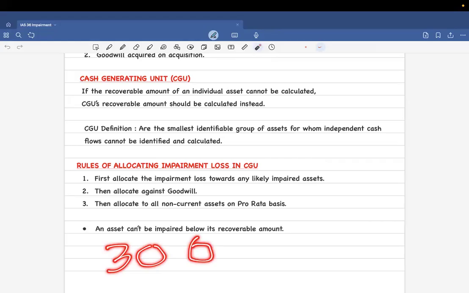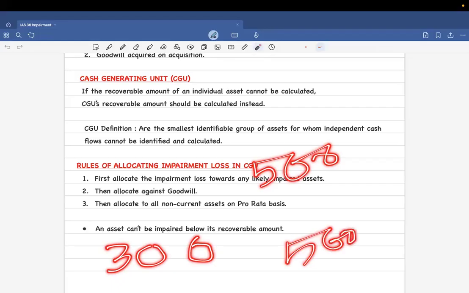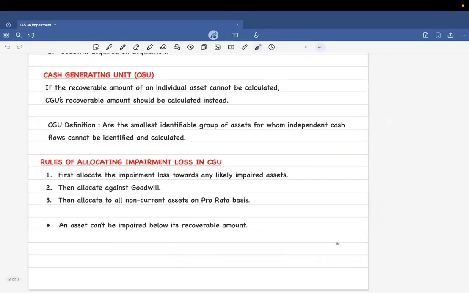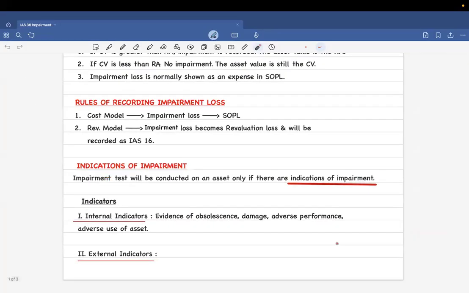The amount shown in the balance sheet is 500, and the impairment is also 500. So the asset has an amount of 500, a recoverable amount of 300, and the impairment is 500. The maximum you could take from the asset is just 200. So the asset should not be lowered below its recoverable amount while you are netting off the impairment from the assets. Understood? So that's it.